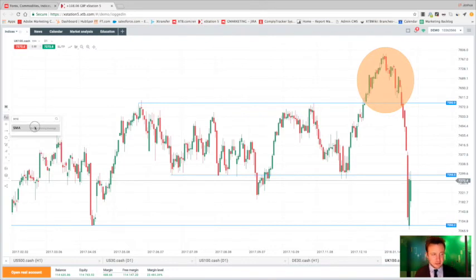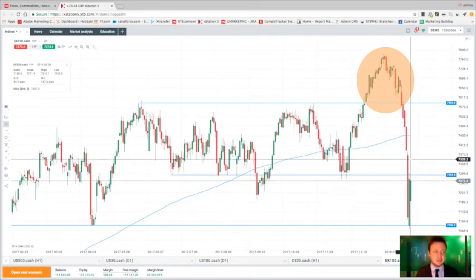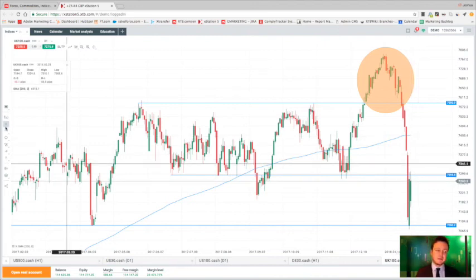Just for practice, we'll use the 200 SMA. You can see the market has fallen substantially below the 200 SMA, which is currently all the way up at 7,457, so it takes quite a lot of gains to get back up to that level.